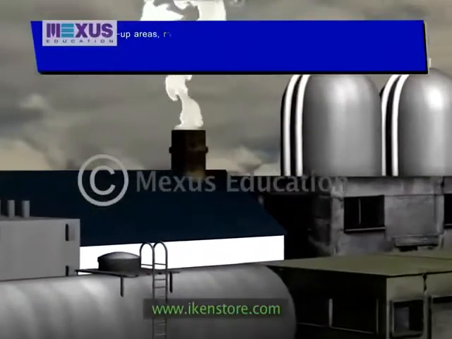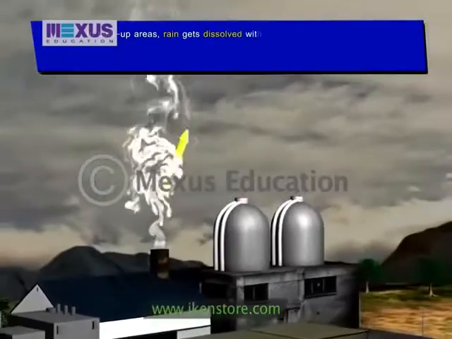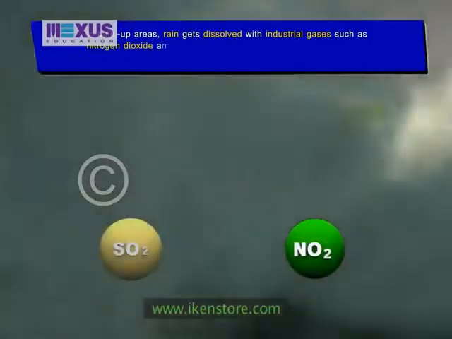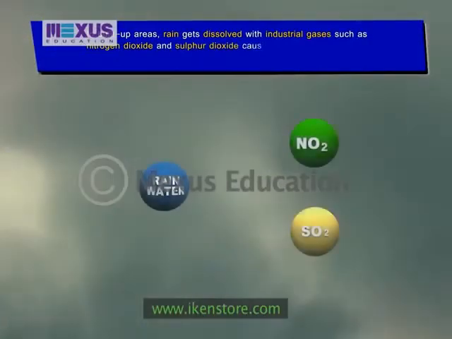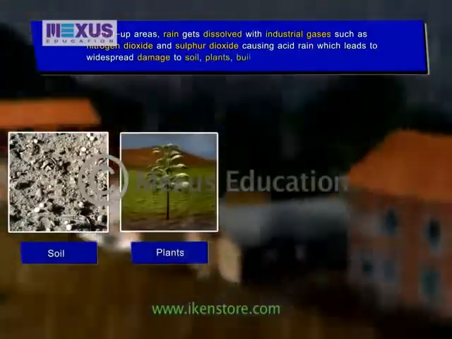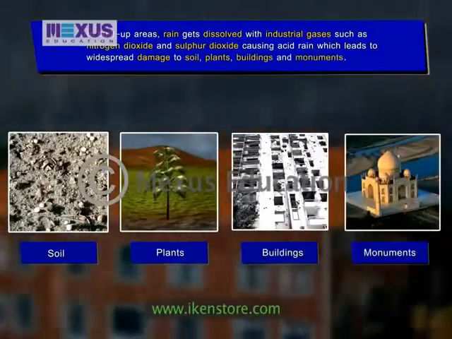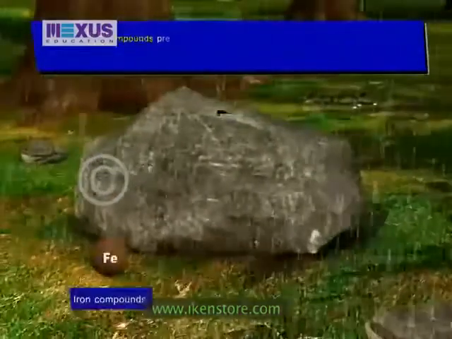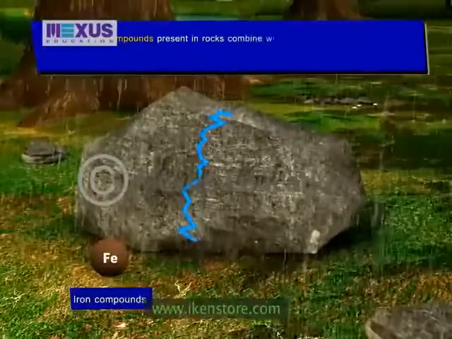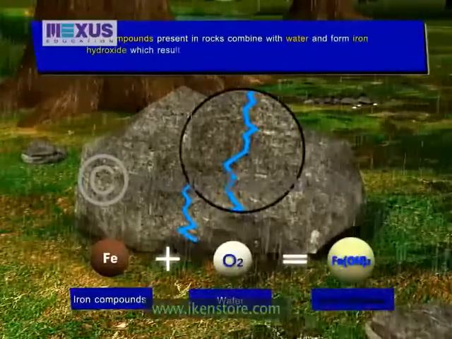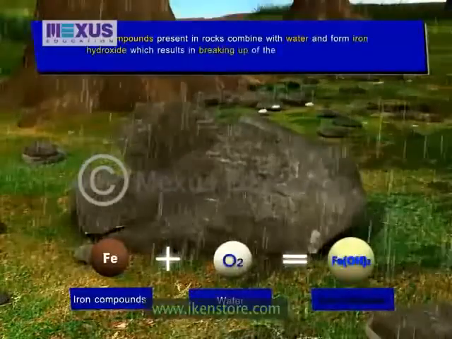In built-up areas, rain gets dissolved with industrial gases such as nitrogen oxide and sulfur dioxide, causing acid rain. Acid rain causes widespread damage to soil, plants, buildings, and monuments. Iron compounds present in rocks also combine with water to form iron hydroxide, which results in the breaking up of rocks.